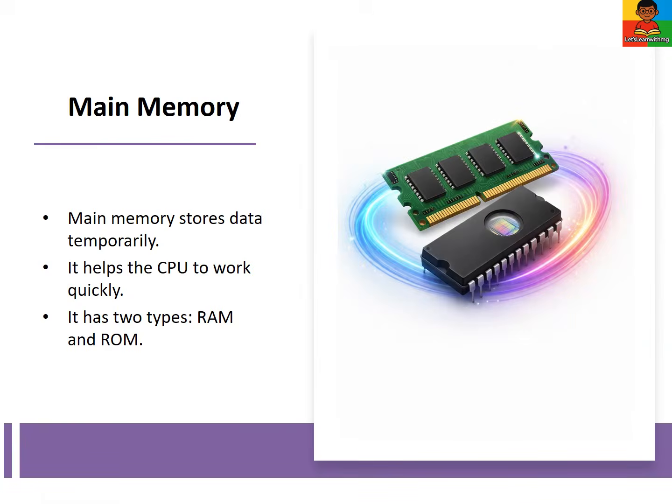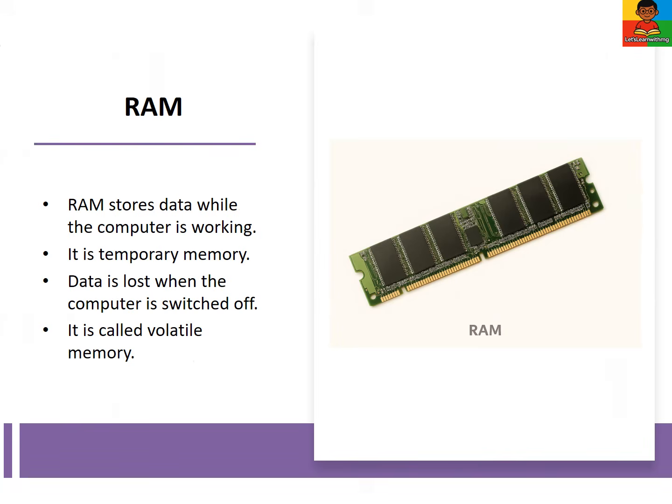Main memory stores data temporarily and helps the CPU work quickly. There are two types of main memory: RAM and ROM. RAM stores data while the computer is working. It is temporary memory, meaning the data is lost when the computer is switched off. RAM is called volatile memory.